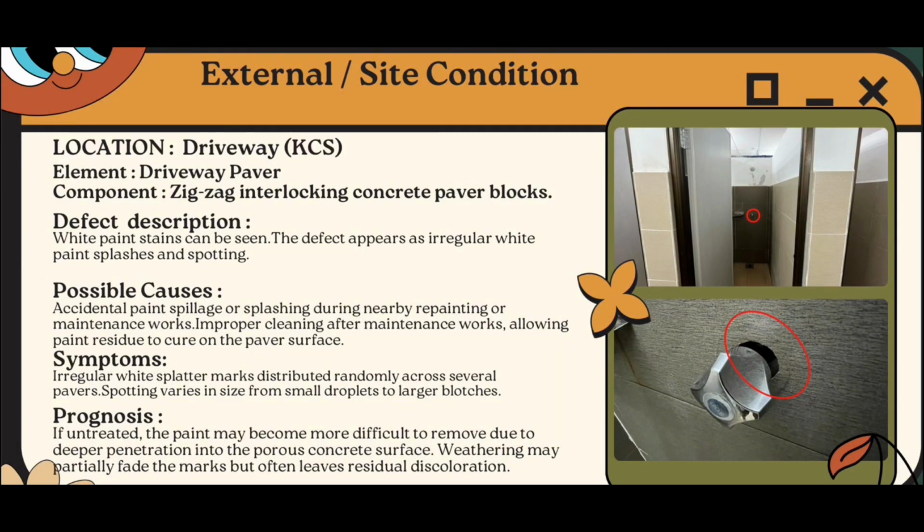Improper cleaning after maintenance works, allowing paint residue to cure on the paver surface. The symptoms are irregular white splatter marks distributed randomly across several pavers, spotting varying in size from small droplets to larger blotches. The prognosis is, if untreated, the paint may become more difficult to remove due to deeper penetration into the porous concrete surface, and weathering may partially fade the marks but often leaves residual discoloration.